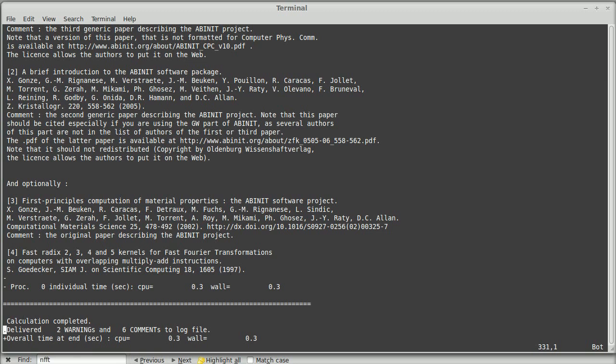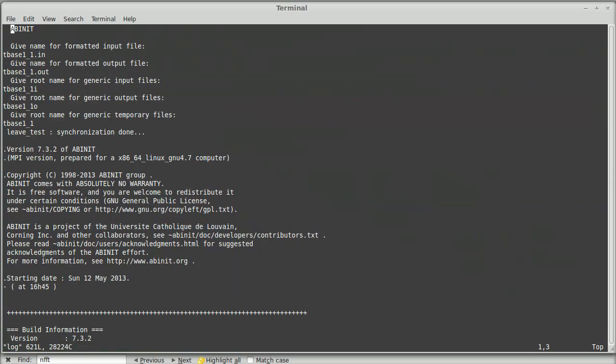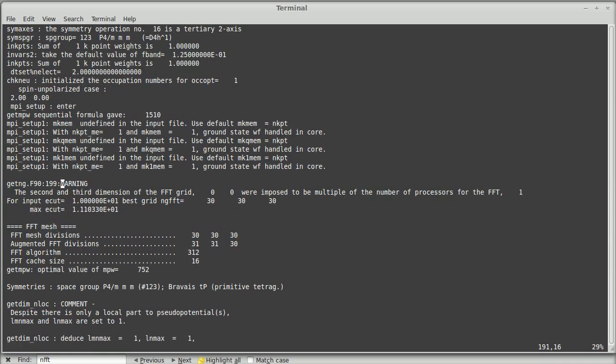Okay, so you should also always look at the warnings. The warnings are not always reported in the output file, so you can see that here we have 2 warnings, but they are not reported in the output file. So then you can look into the log file, then you look for the warning to see whether they are important or not. Here it's not a very important warning. It will tell you that the second and third dimension were imposed to be a multiple of the FFT, and that the maximum ecut is slightly raised, but that's really not important.